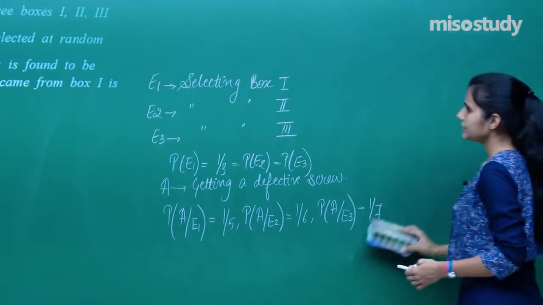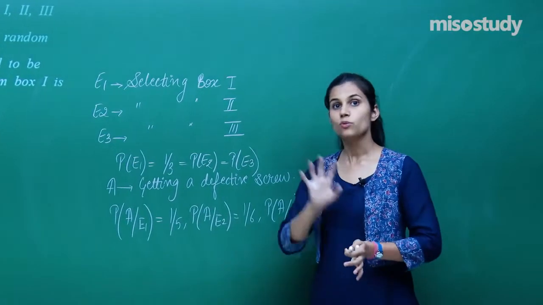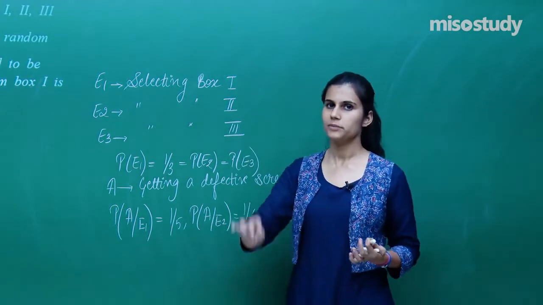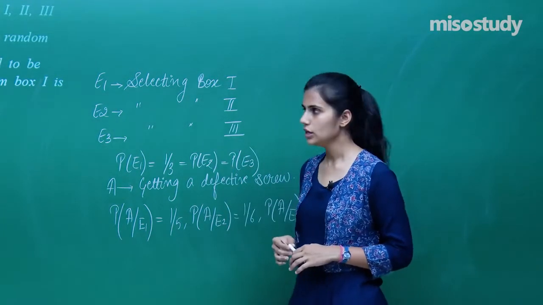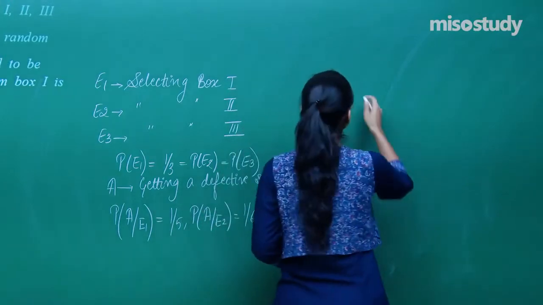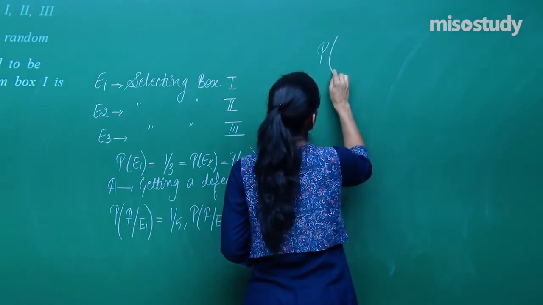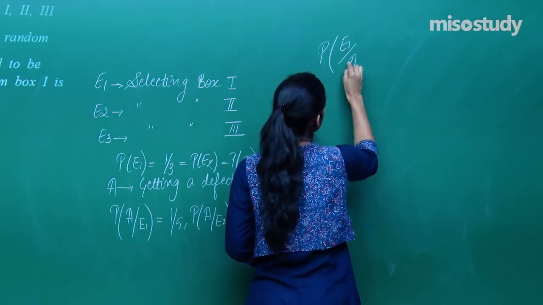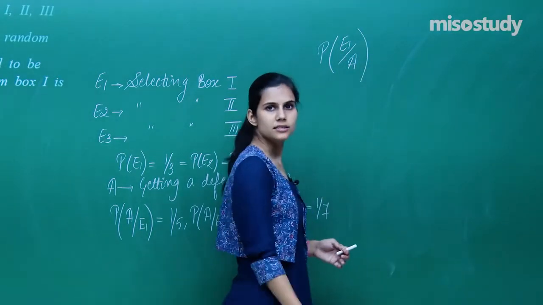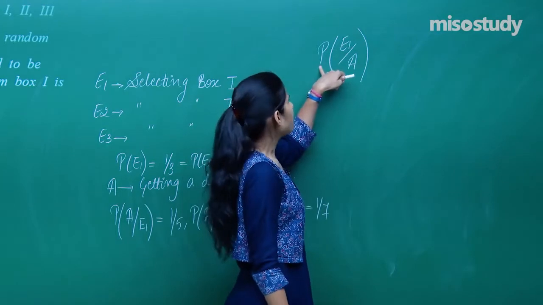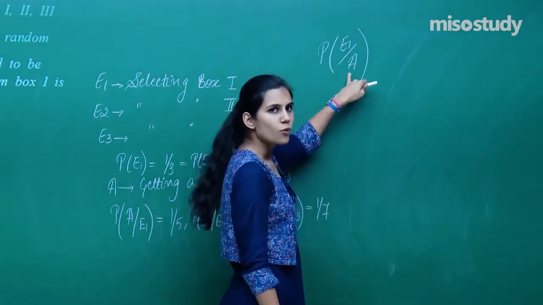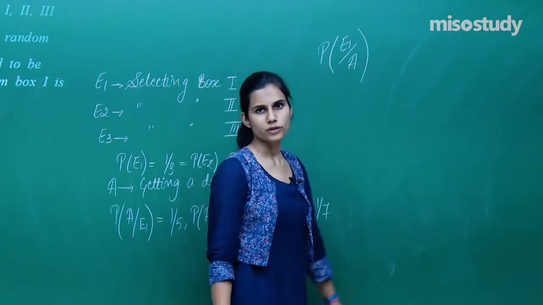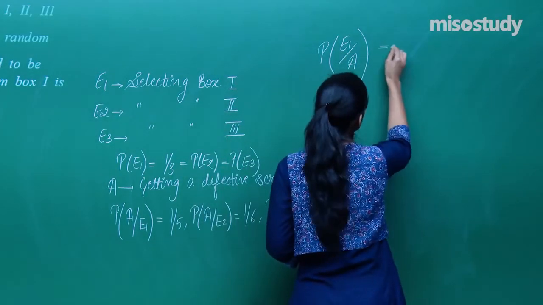Now, the question is, what is the probability that box 1 is responsible for the defective screw that you have obtained when you have randomly picked up a screw from the boxes? So here basically we need to find out what is the probability that the source was E1 when event A has already taken place. What is the probability that when a defective screw has already been withdrawn, it has actually been withdrawn from box 1? This is nothing but Bayes' theorem.